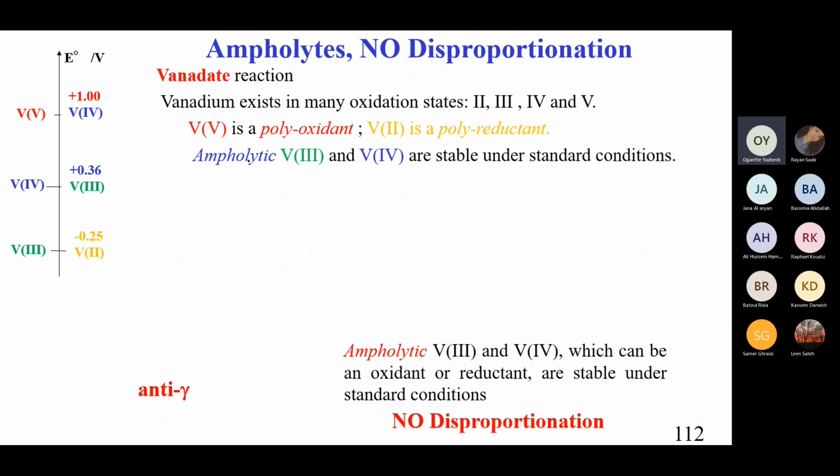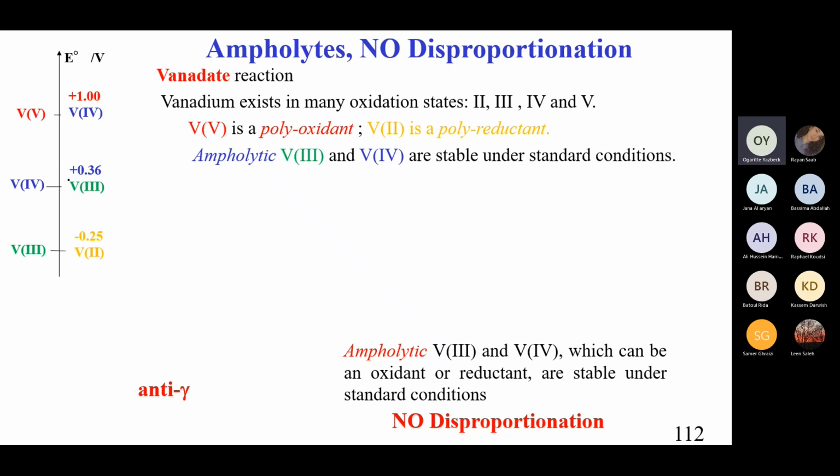Let's look at an example where I do not have disproportionation, yet I have an amphoteric species. Vanadium exists in multiple oxidation states. It could be vanadium 2, 3, 4, or 5. Okay, so let's look at this vanadium. Vanadium 5 goes to vanadium 4, has an E node of 1. Vanadium 4 goes to vanadium 3, has an E node of 0.36. And vanadium 3 goes to vanadium 2, has an E node of minus 0.35.